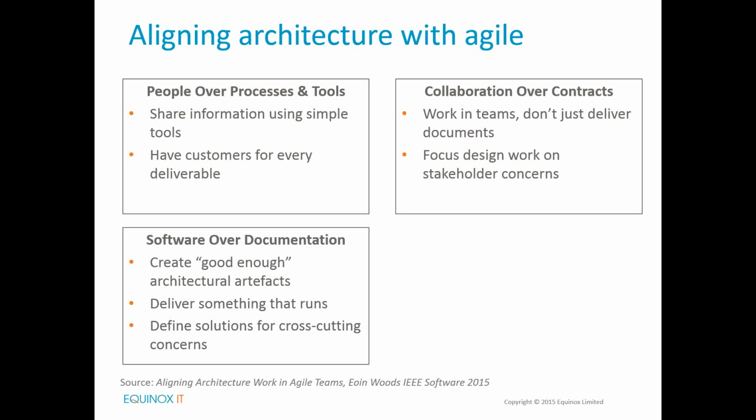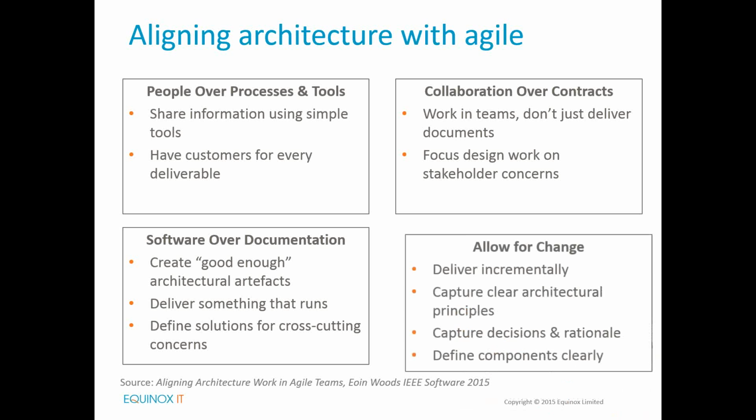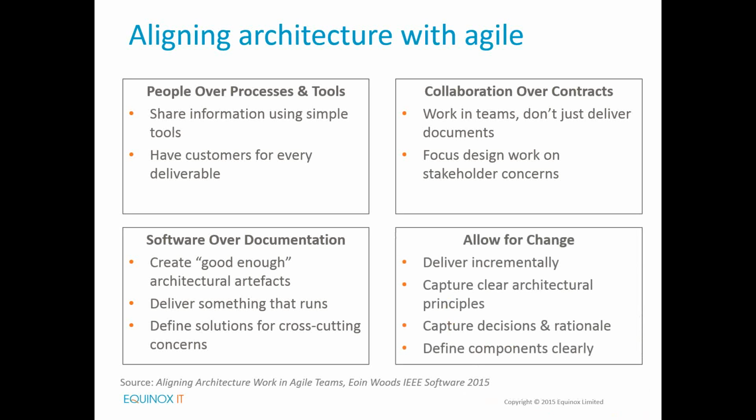And focusing the design work on stakeholder concerns is another key area. Then finally looking at allowing for change. So delivering incrementally, which we touched on earlier, an architect really needs to share their architectural design work early and not be tempted to try and make it perfect before they share it with anybody. As discussed under the idea of architectural runway earlier, the architect should deliver the key architectural decisions early and then provide a flow of decisions ongoing, when needed, to meet the development team's delivery goals.